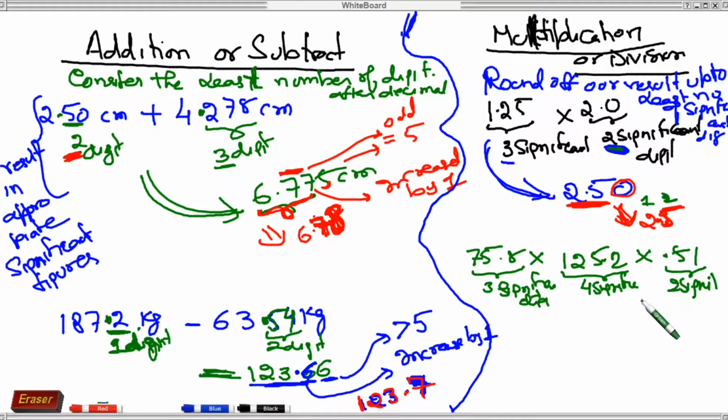So we will consider only the least number of significant digits. The rule is that we round up our result to the least number of significant digits. So we will round off our result up to 2 significant digits. When we multiply this, whatever result comes out, we will round off up to 2 significant digits.